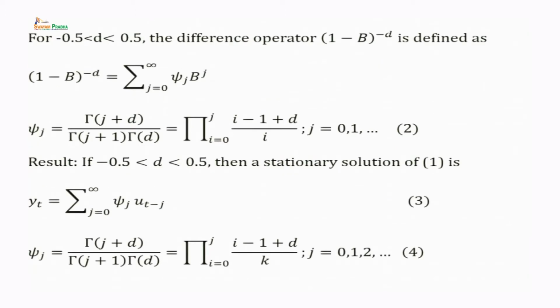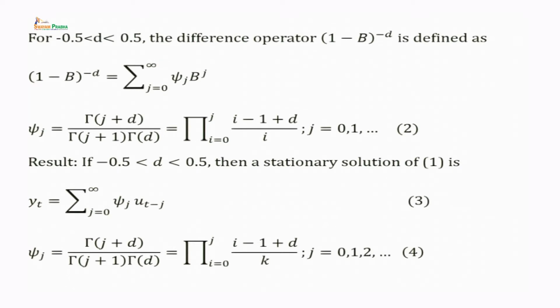Now for d lying between minus 0.5 to 0.5, we define the difference operator (1 minus B) to the power minus d as (1 minus B) to the power minus d equal to summation j equal to 0 to infinity psi_j B to the power j, where psi_j is equal to gamma(j plus d) upon gamma(j plus 1) gamma(d), which is equal to product i equal to 0 to j of (i minus 1 plus d) upon i, j equal to 0, 1, and so on.